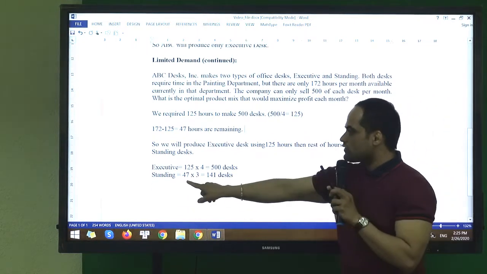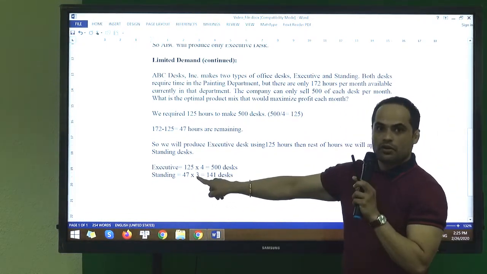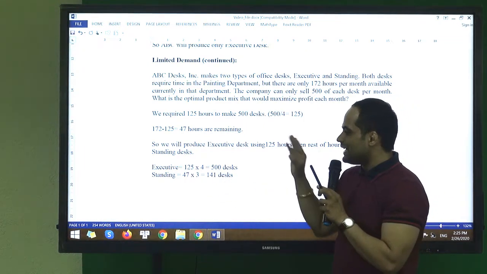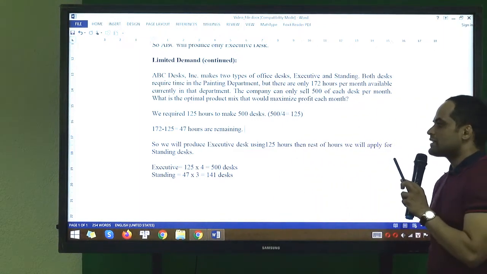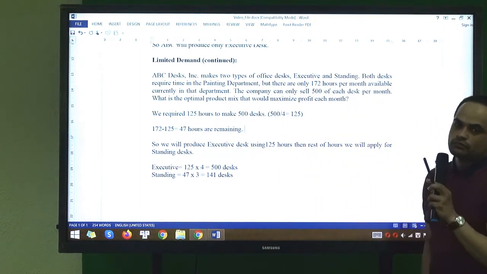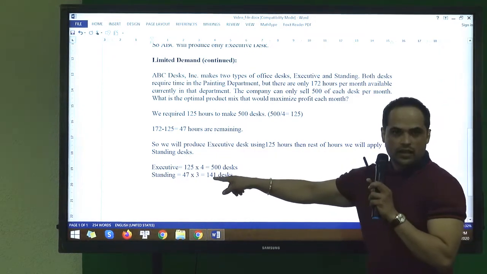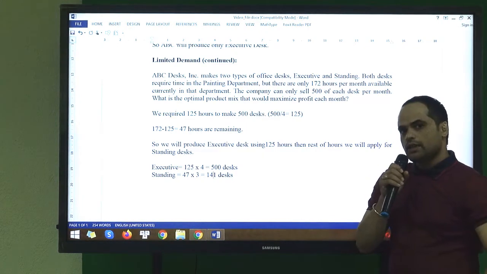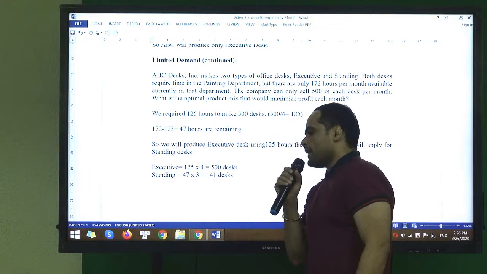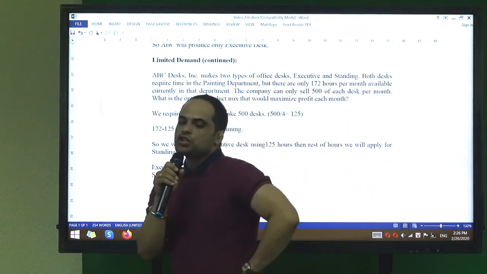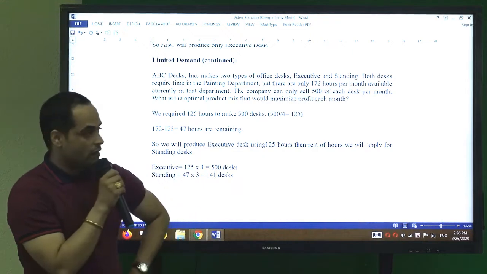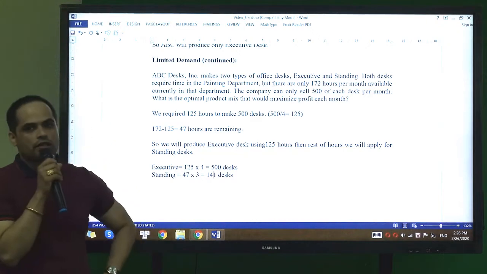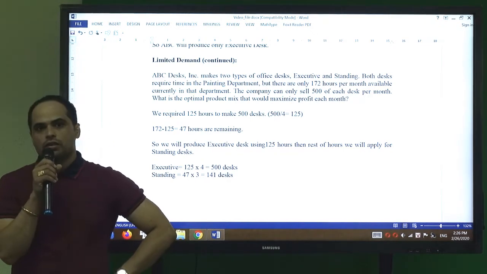So if you use 47 hours to make standing product, in 1 hour we can make 3. So total 141. So in this question we can make 641 desks if it's profitable for the company. If it's not, then we won't make it. So that's the idea behind the product mix decision using constrained resources. That will be part of your exam.